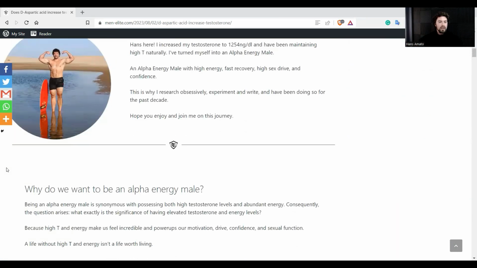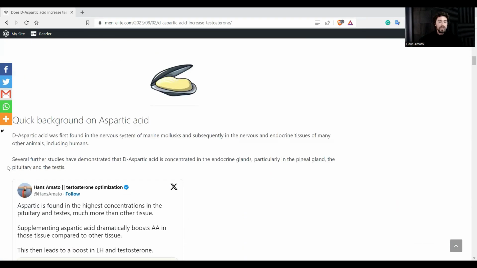All right, so let's dive into the quick background on aspartic acid. D-aspartic acid is an amino acid. It was first found in the nervous system of marine mollusks, right? And subsequently in the nervous system and endocrine tissue of many other animals, including humans.